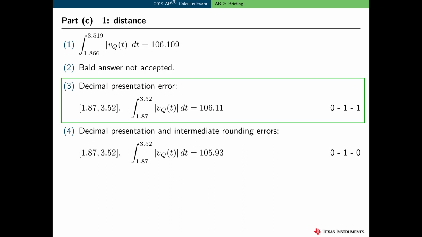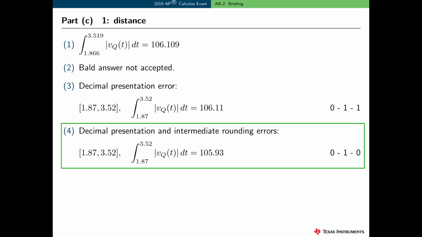Here is an example of a decimal presentation error. The student does not earn the first point, but earns the second and third. In this example, the student has made a decimal presentation error in the interval. They do not earn the first point. They earn the second point for the definite integral, but the final answer is not correct, rounded or truncated. This error is probably due to intermediate rounding, so they do not earn the third point.